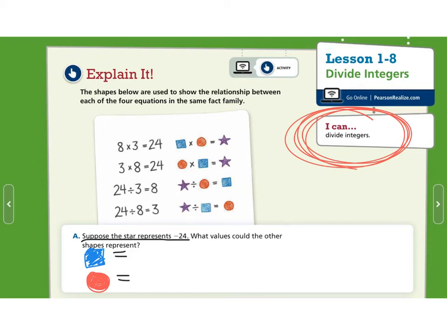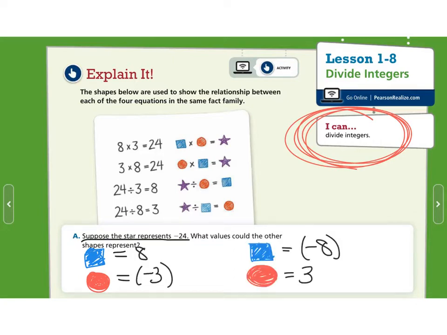Lesson 1-8, Divide Integers. Explain it. The shapes below are used to show the relationship between each of the four equations in the same fact family. Try to answer part A, pause the video, and come back and see if you did it correctly.